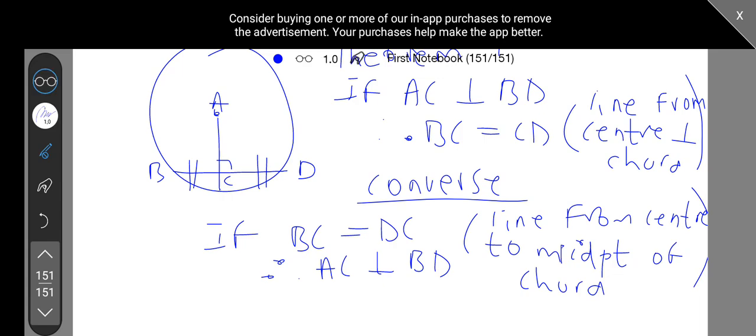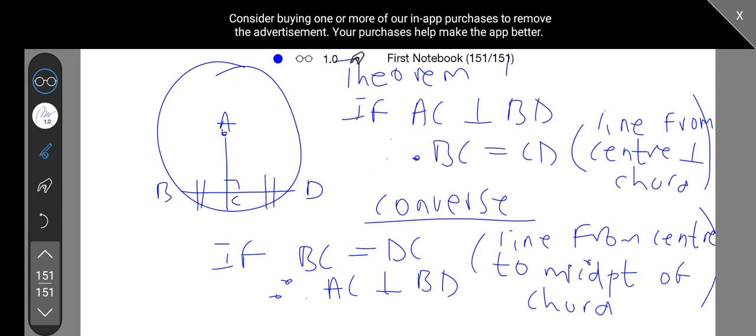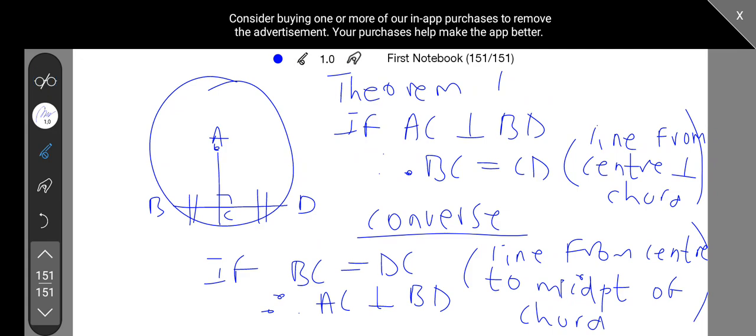So a theorem is a statement that can be backed up by a proof, and a converse is the reverse of a theorem. So make sure you understand.